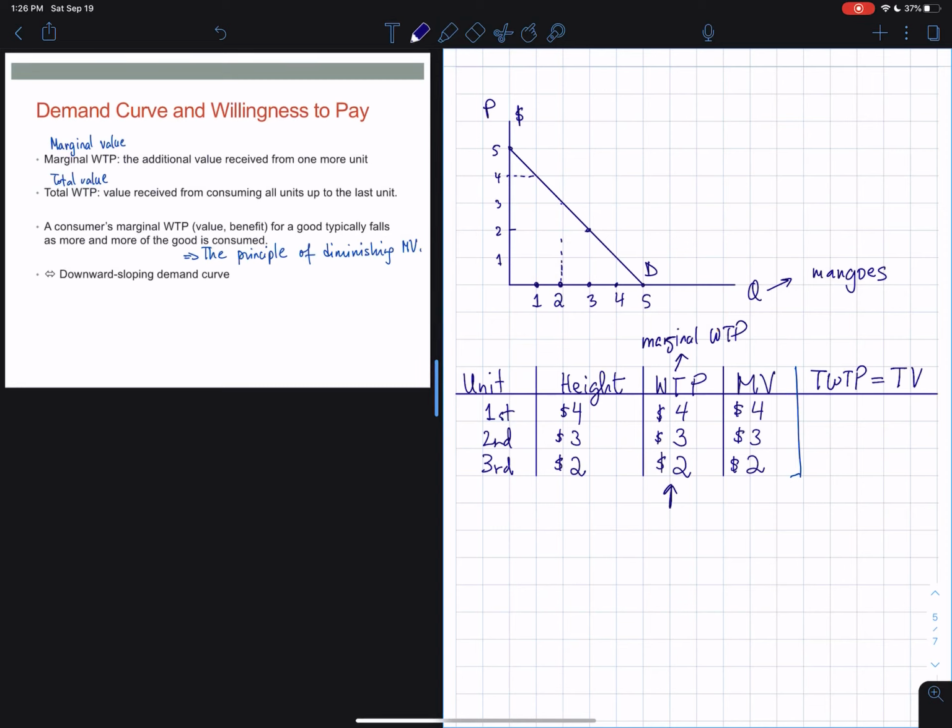So the value that we receive from one unit is $4. So that's the total value from one unit. The value that we receive from 2 units of mangoes is the value you receive from the first one, so marginal value of the first one plus the marginal value of the second one. So total value is 7. For the third one, you add the value that you get from the first 2 to the third one, and you get $9. So you should see the difference between marginal value and total value, or marginal willingness to pay and total willingness to pay.